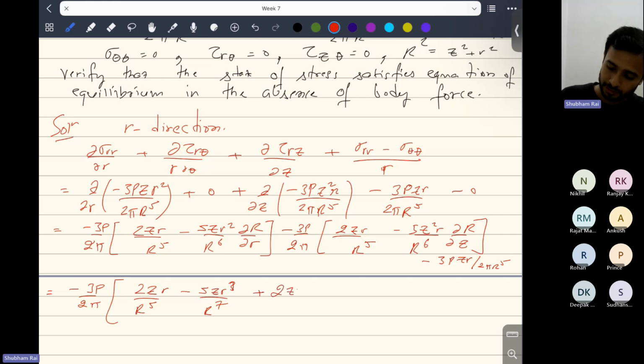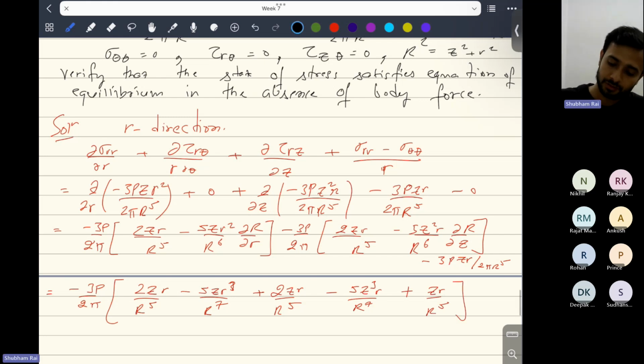2z r over capital R to the power 5 minus, and then this del of capital R over small z. That will be small z by capital R. It will increase this z cube, so z cube over capital R to the power 7. And then you have the last term, which is minus of. So it will be plus because you have taken minus common. So finally you will have capital Z small r over R to the power 5.